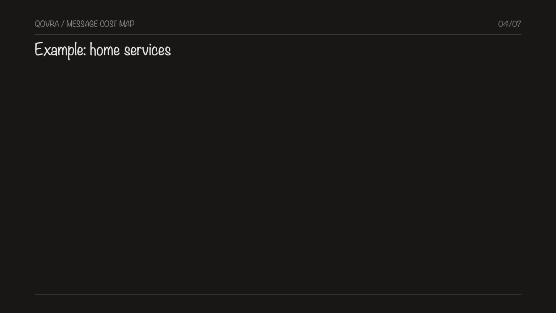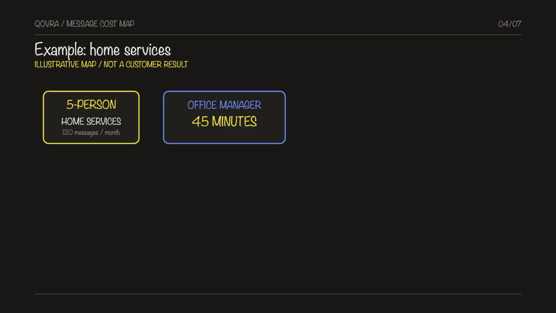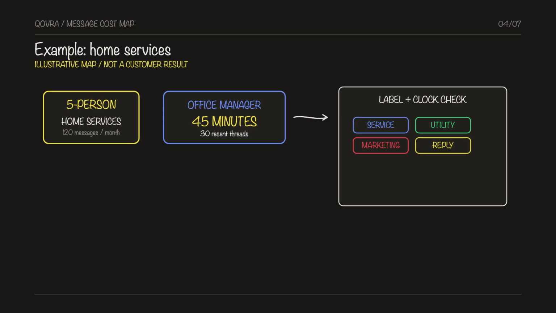For example, take an illustrative 5-person home services company with 120 customer messages each month. The office manager has 45 minutes on Monday to review 30 recent threads and mark their message type. Then she checks whether the customer window was open when each reply went out. Over 2 weeks, she compares 20 labels with the platform's pricing export. Keep the map if at least 18 labels match. Revise a category or window rule when the mismatch repeats. This is a test design, not a result.